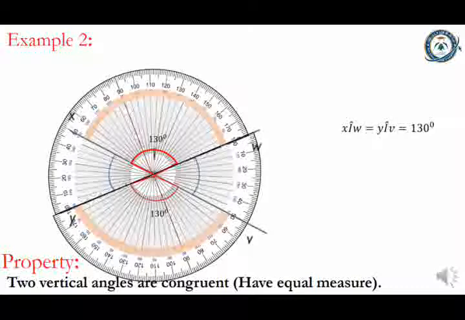For the next angle, measure the angle. Here I chose to put the zero on the inner scale on the side IY. Start counting till you reach IV. The measure is 130 degrees again. So what do you notice? XIW equals YIV equals 130 degrees. So there's the property that says the two vertical angles are congruent. It means they have equal measure.